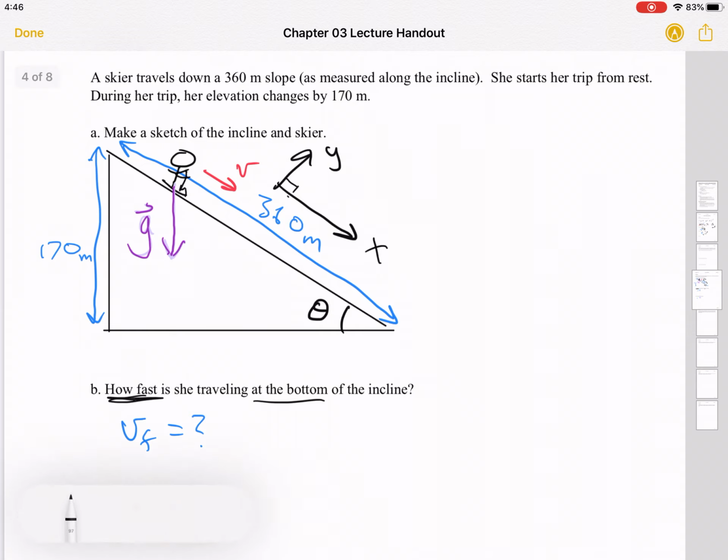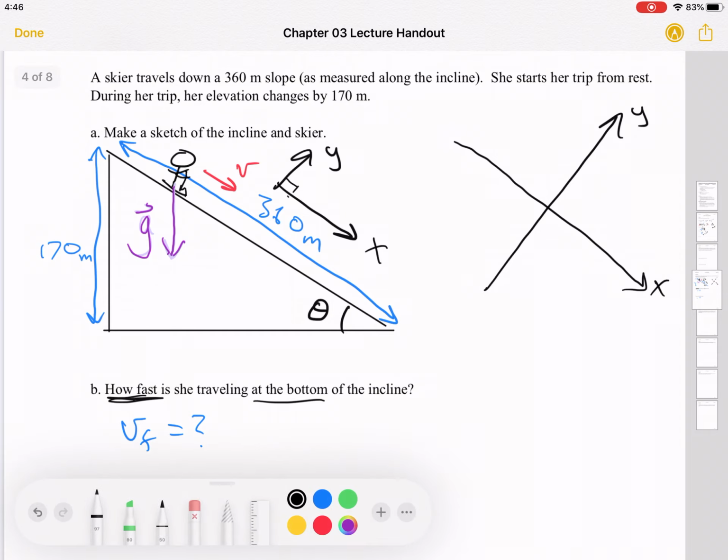So here's what we're going to do. We're going to break that acceleration due to gravity into components, right? Into x and y components related to the axes that I've drawn here. So let's draw our axes kind of like this. So that's our y, and our x points down the hill, which is more or less like this.